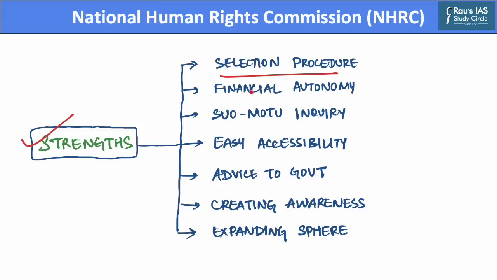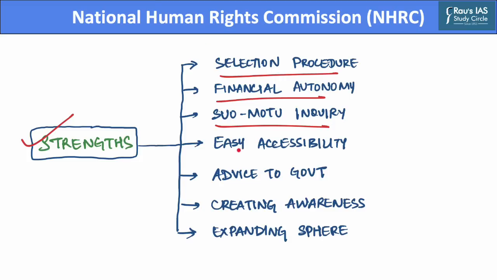Further, the Commission has a financial autonomy. As the Commission is free to make its own budget and spend it according to its own planning. Additionally, the Commission has a power to conduct suo motu inquiries into the complaints of human rights violation, and hence it can take up any complaint on its own.